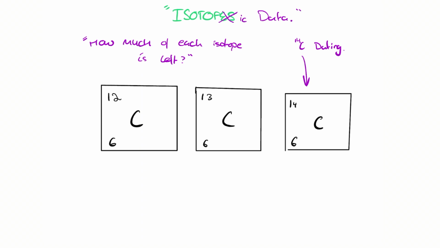It's basically how many of each isotope there is in a sample. Say we had a sample of carbon. How much of it is carbon-12, how much of it is carbon-13, how much of it is carbon-14. You get the general idea. Isotopic data is useful, and you need to know this.